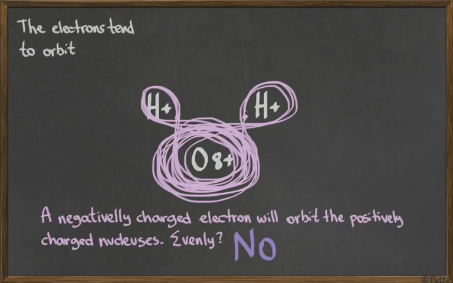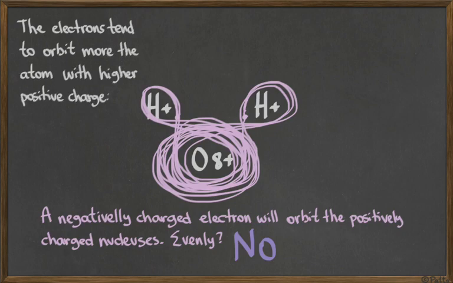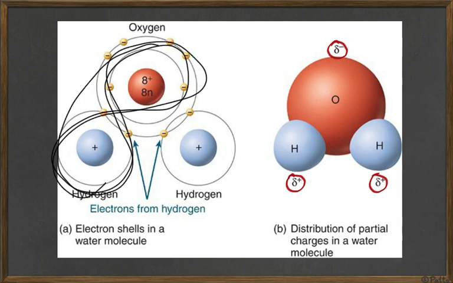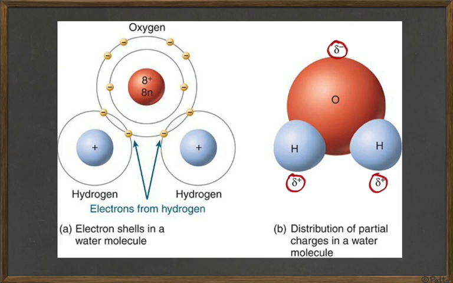The electrons tend to orbit more the atom that has a higher positive charge. So in this example, it spends more time in the oxygen. As a result, there should be 8 electrons on average flying around the oxygen, but as a tendency, the electrons spend a little bit more time around the oxygen, so it's a little bit more than 8 electrons spending time there.